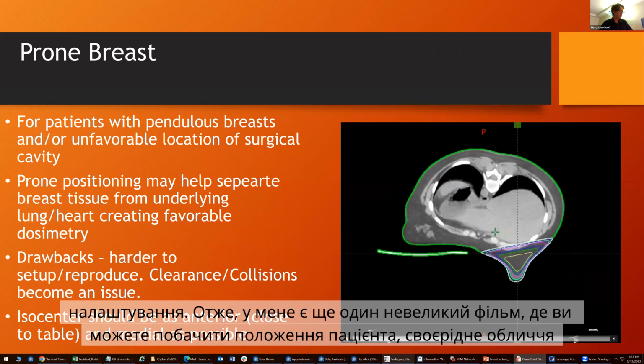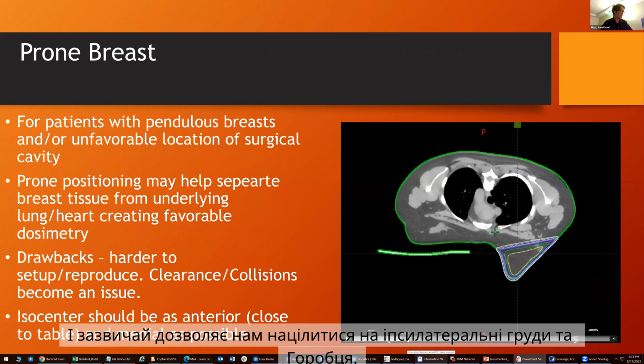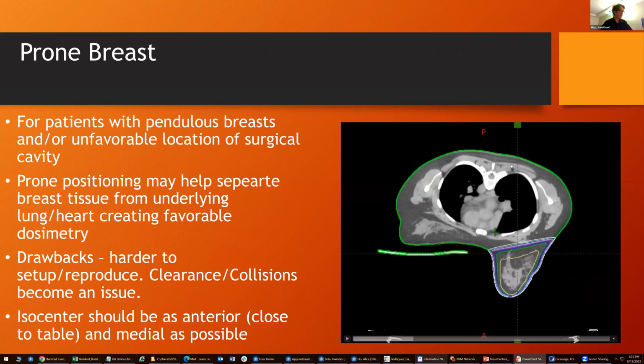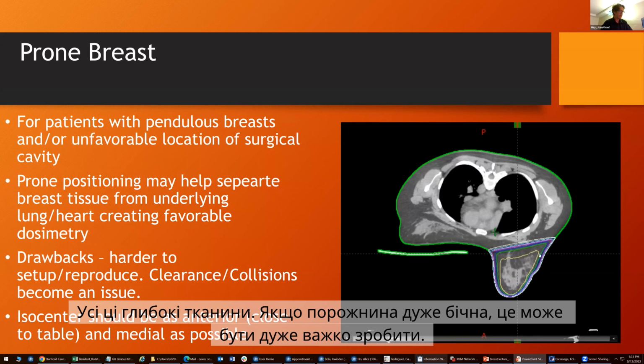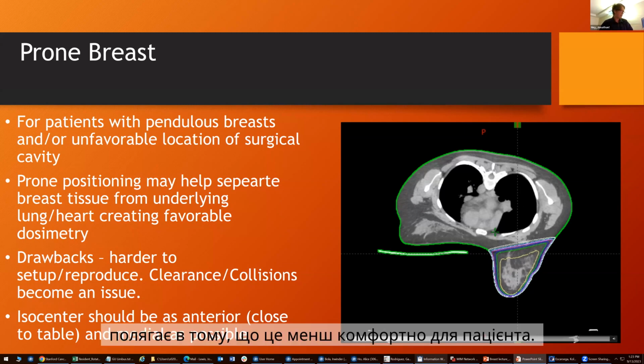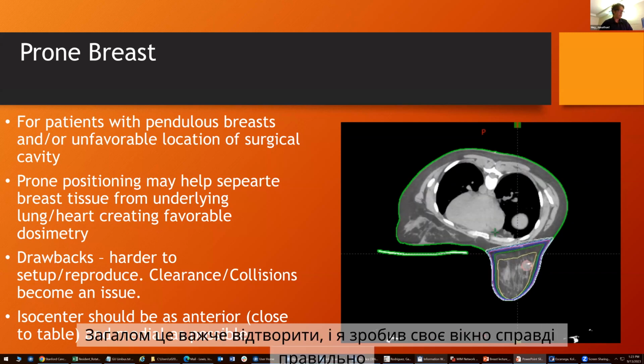Here I've got another little movie where you can see the patient is positioned face down on the table. This allows the breast tissue to come forward and usually allows us to target that ipsilateral breast and spare all of those deep tissues. If the cavity is very lateral, this can be very hard to do if the patient is laying flat on their back. The downside to this is that it is less comfortable for the patient. It's harder to reproduce generally.